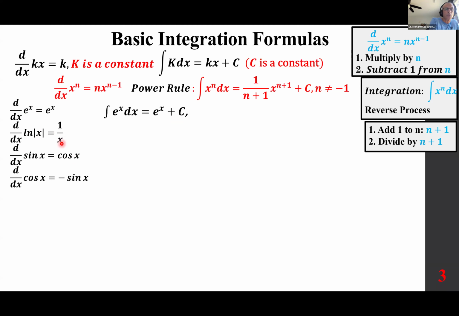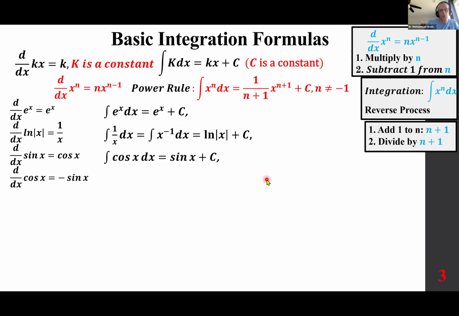The derivative of natural log is 1 over x. The integral of 1 over x must be natural log and a constant. The derivative of sine is cosine. The integral of cosine x dx must be sine x plus c.